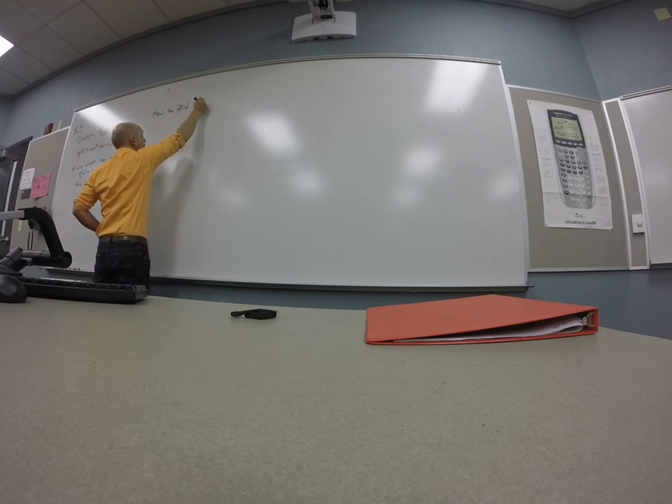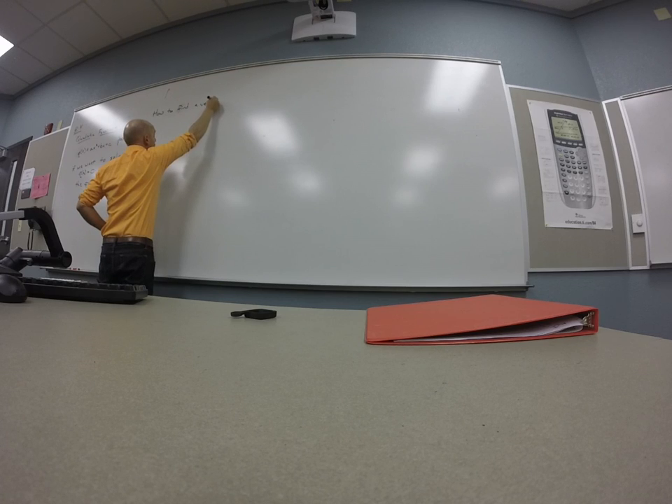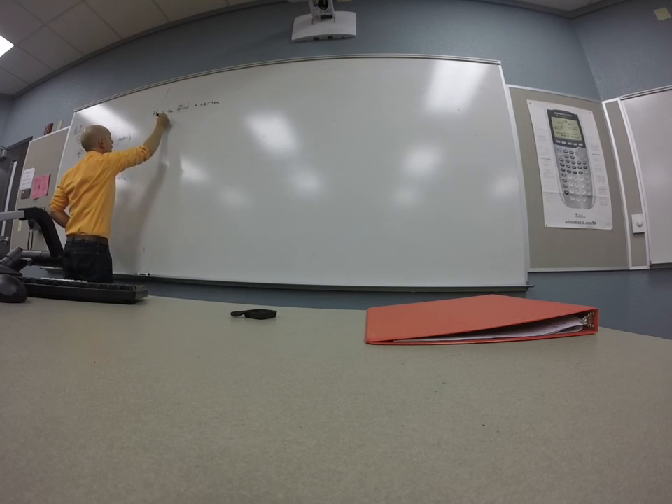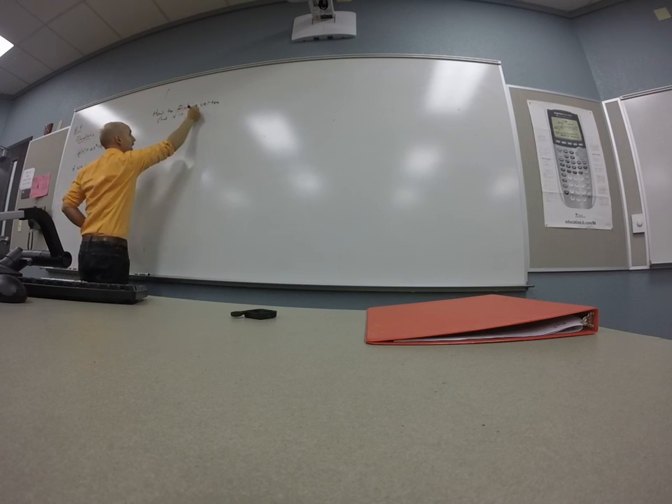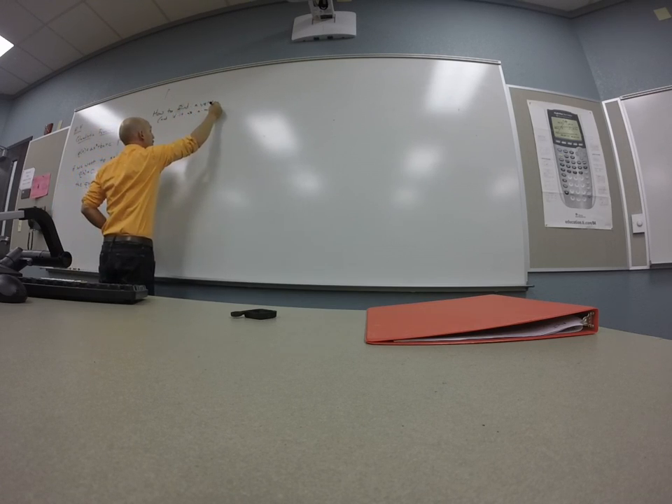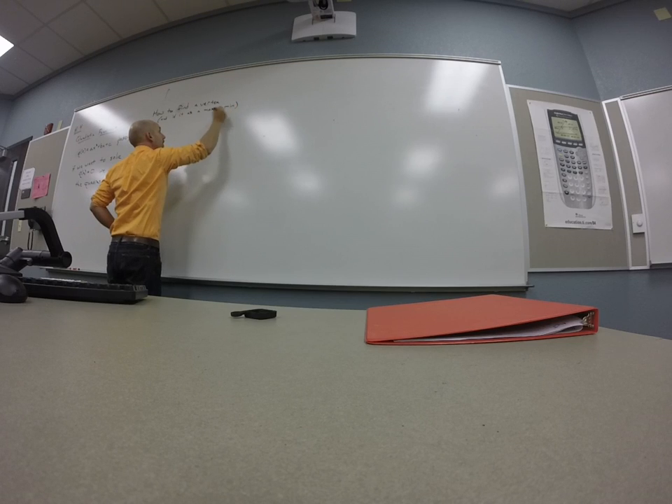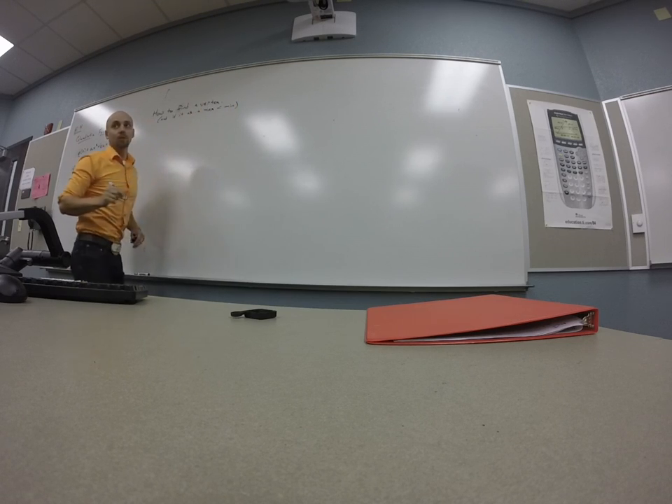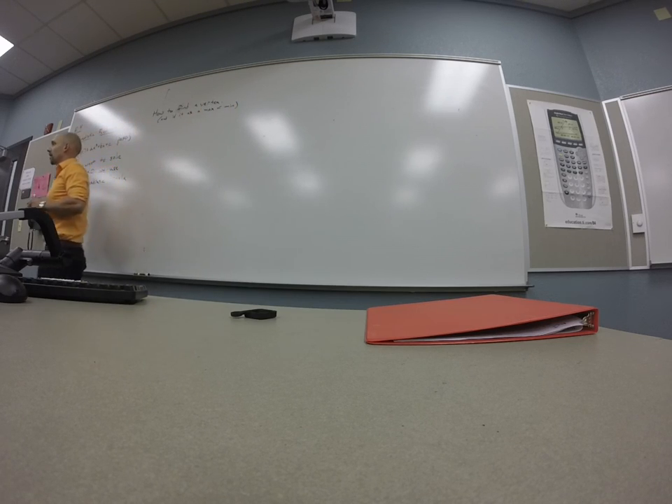How to find a vertex and ID it as a max or min. One of these is easy, right? How do I ID it once I've found it? Yeah, I check whether A is positive or negative, right?